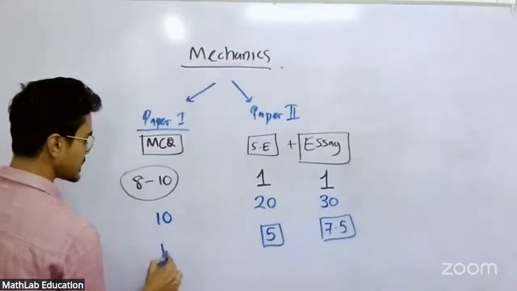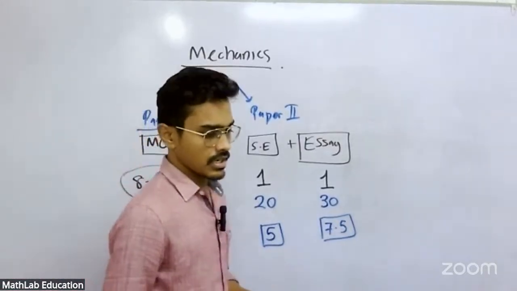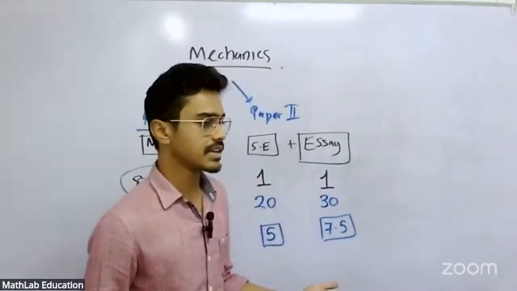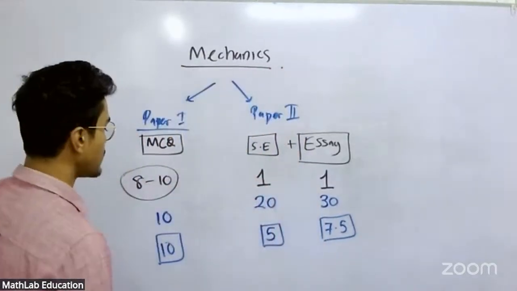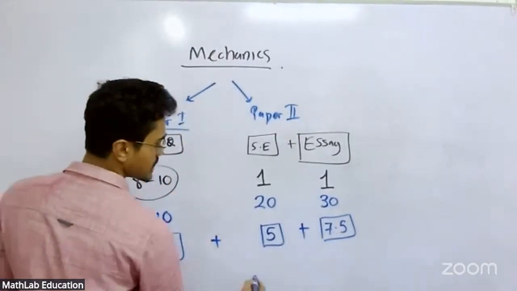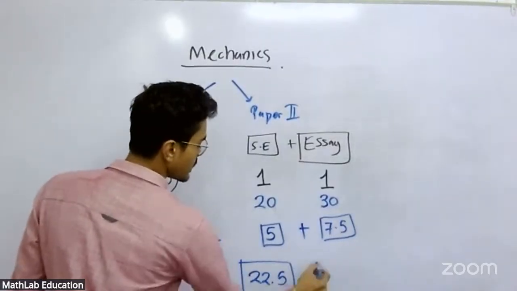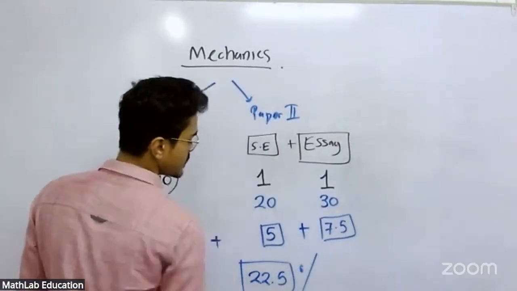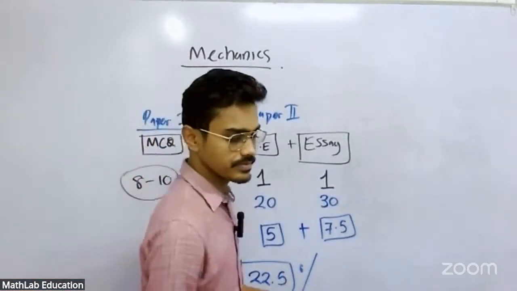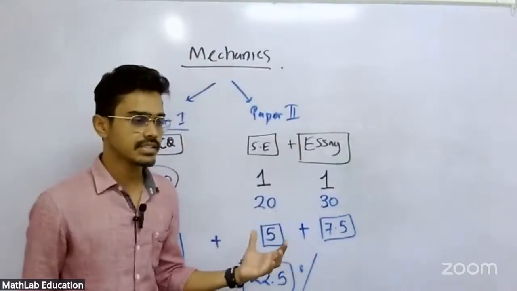And from here, this 10 is a final mark because the MCQ paper contributes 50 marks from 50 MCQs. Now, if you add up all 10 plus 5 plus 7.5, this is 22.5. So this is 22.5 from 100. From 100, this is 22.5. Right? So basically, we call this a 20% lesson.